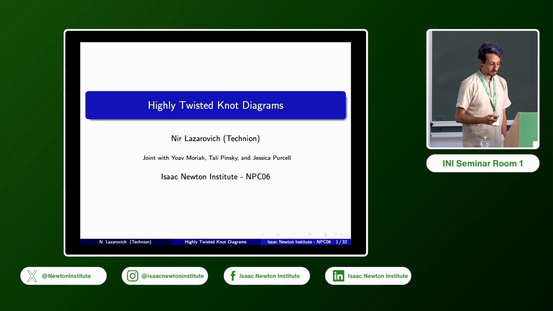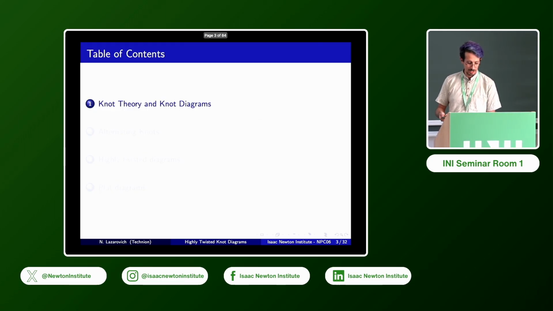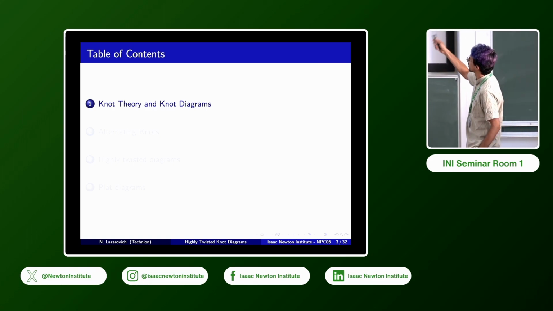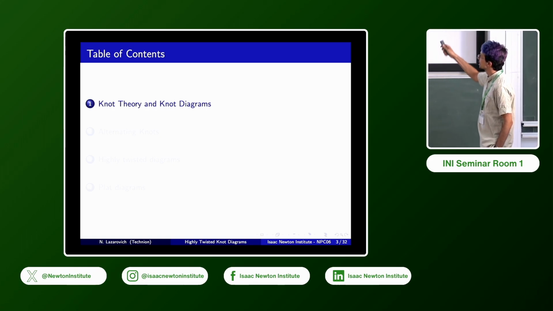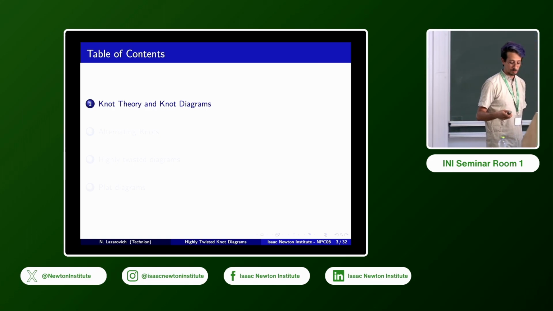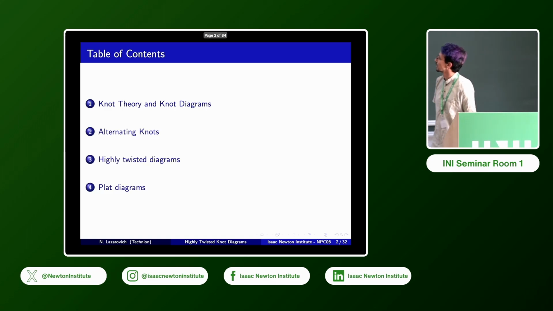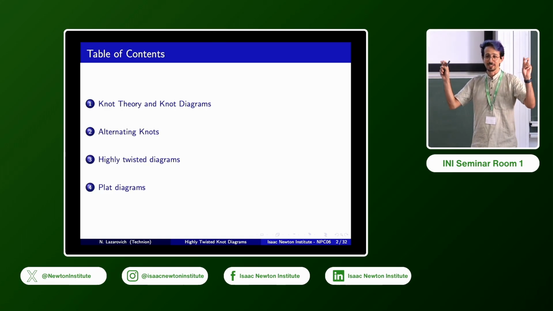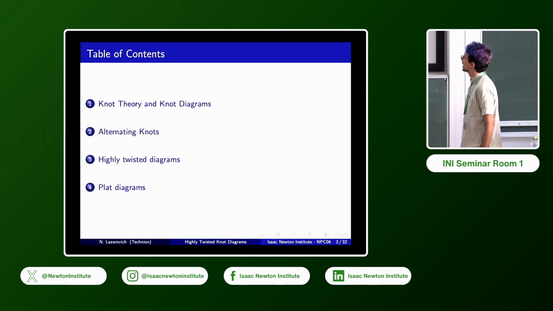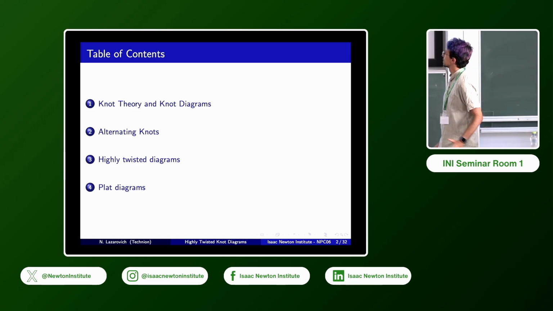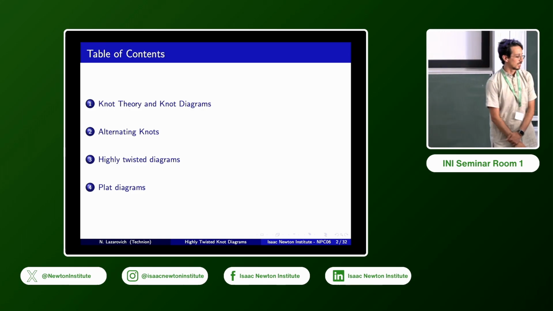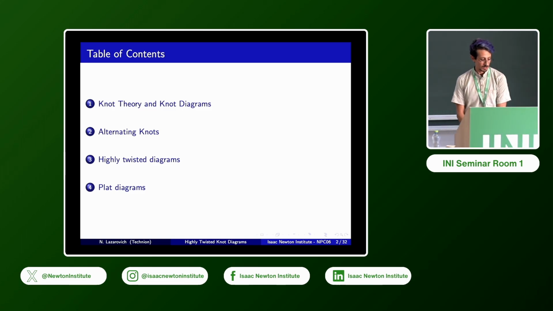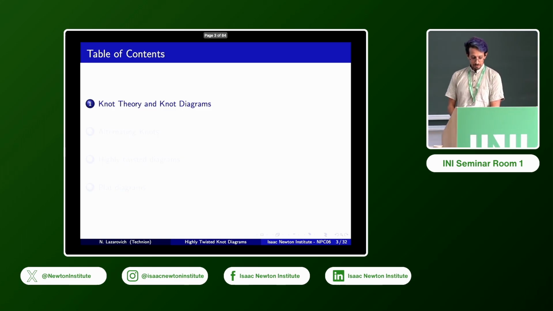Okay, good. So this is the outline. I'm going to talk about knots, knot diagrams, then talk about alternating knots, which is maybe the classical setting of what I call twisty knots. And then I'll move on to talking about highly twisted diagrams and eventually highly twisted flat diagrams.